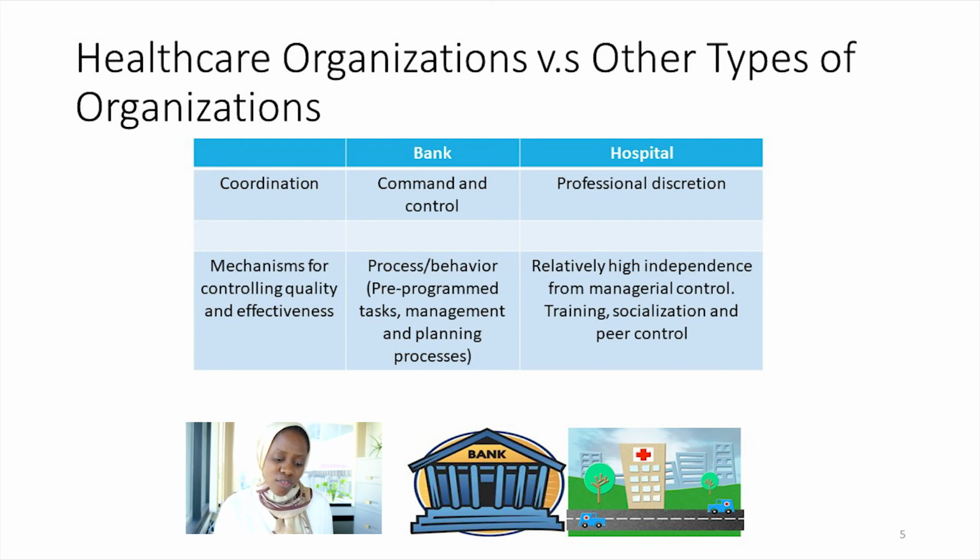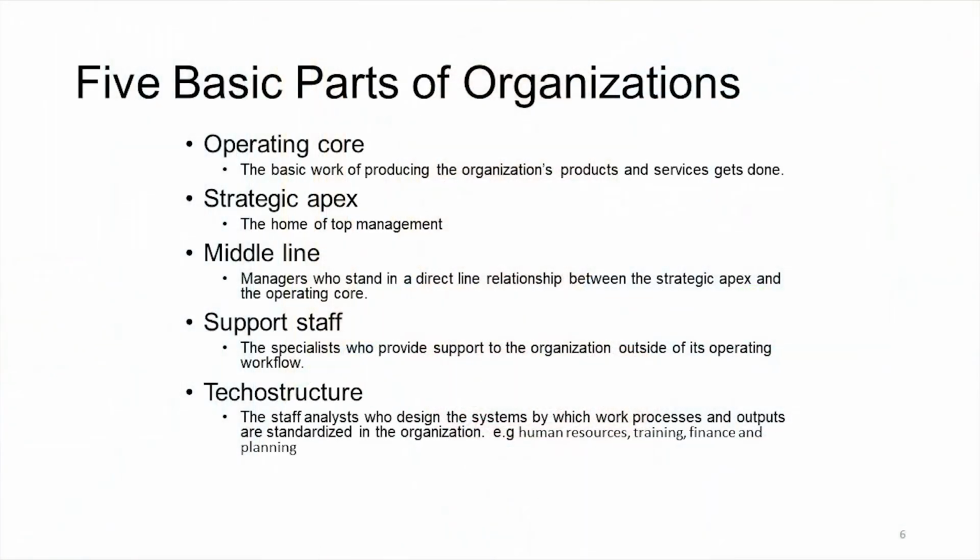Now let's go right into looking at what makes an organization, to talk about the five basic parts of organizations. I'm taking this work from Henry Mintzberg. He says there are five basic parts to an organization. So you have the operating core. That's where the services and the products are produced. That's where the work is done. And you also have the strategic apex. The strategic apex, that's the home of top management.